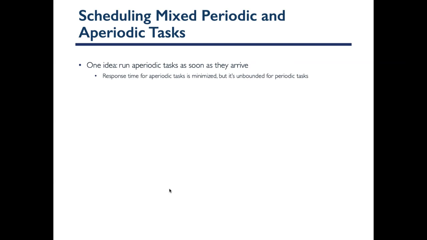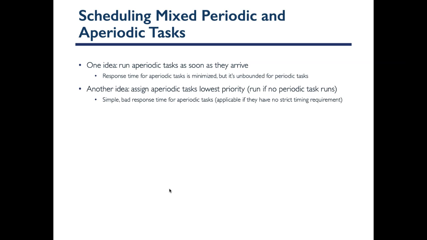Now let's talk about scheduling aperiodic tasks. So far we have focused on periodic tasks. So what happens if you have aperiodic tasks? So if you remember aperiodic tasks, they don't have a deadline, and they just come without any period. So they just show up to the system, and you have to take care of them.